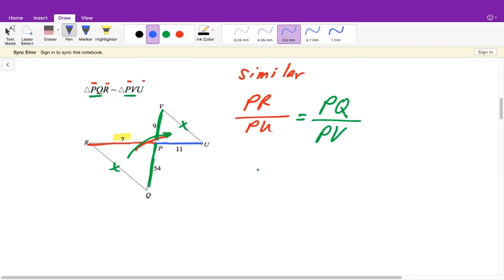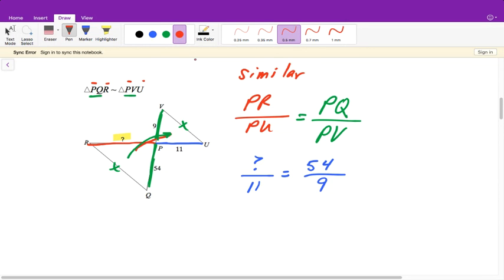And now we're just going to substitute in. I'm going to substitute PR with a question mark. You can leave it as PR if you want. PU is equal to 11, so question mark over 11 is equal to PQ, which is 54, over top of PV, which is 9. All right, now at this point, we have already started to do these. This is not anything new. You should know how to solve these now.